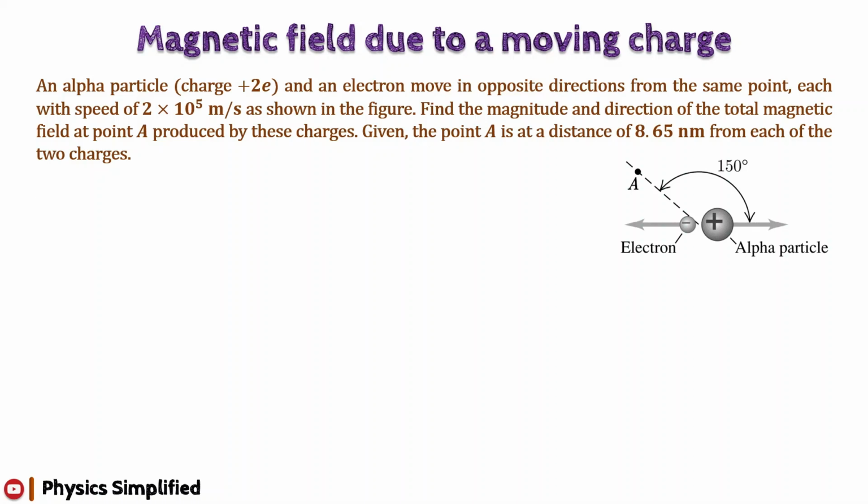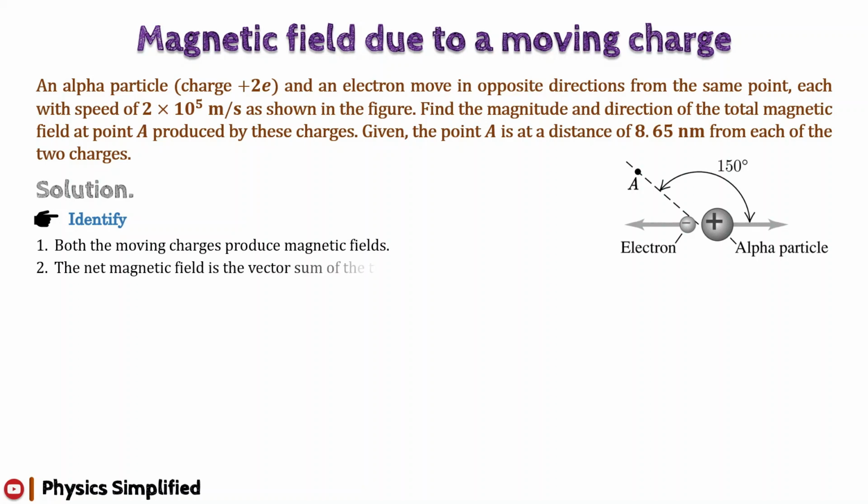Let us now identify the concept we need to solve this problem. Here both the alpha particle and the electron are moving with constant velocities. So, both the charges produce their own magnetic fields. Hence, the net magnetic field at the given point is the vector sum of these two fields. Now, we will set up the required equation to solve the problem.